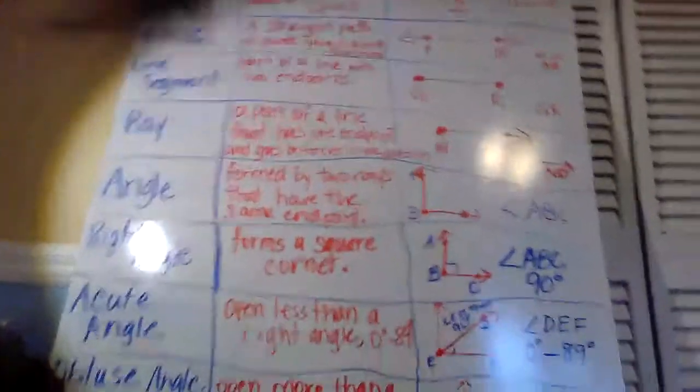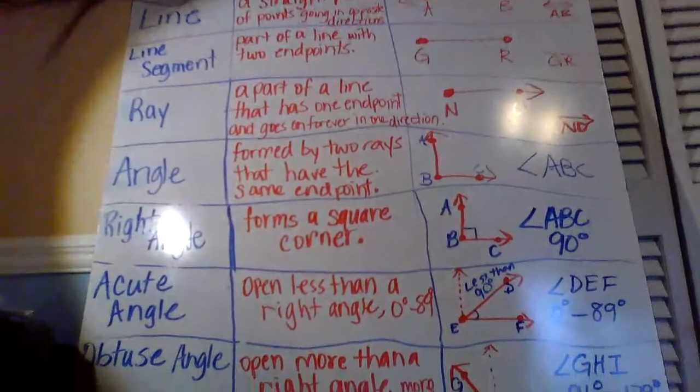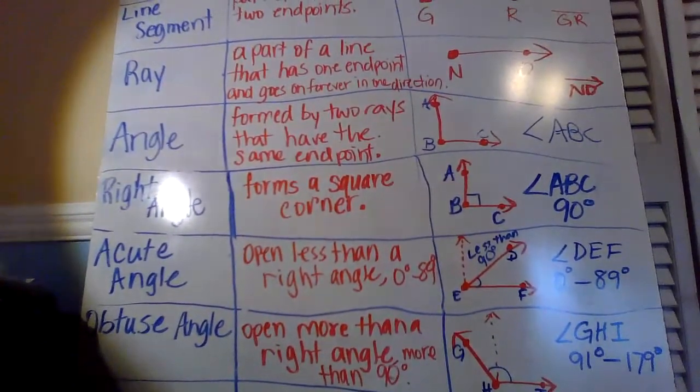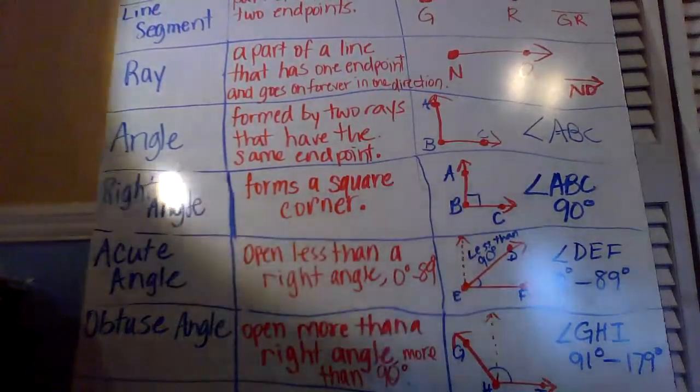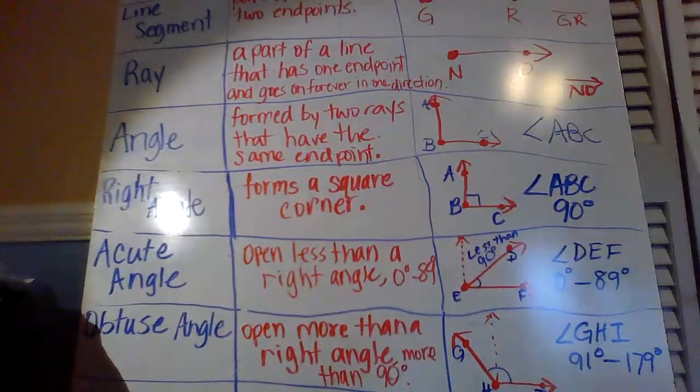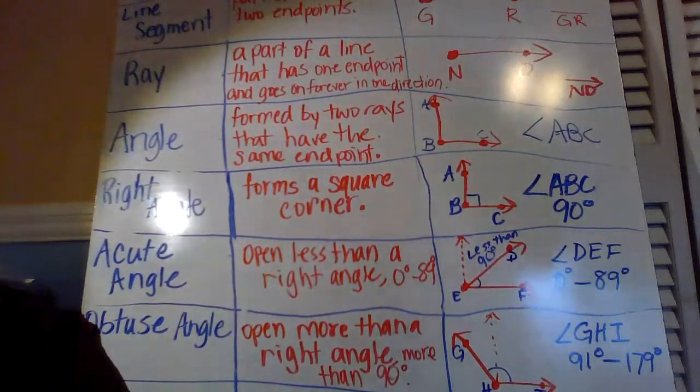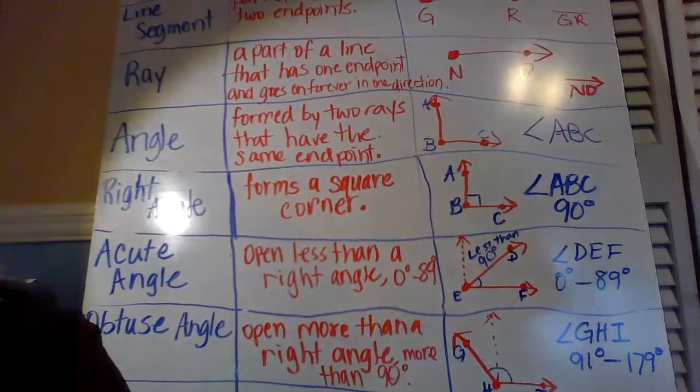All right, next task. Now for a right angle. Trying to get it so that there's no glare. Okay, so that glare just says right angle.